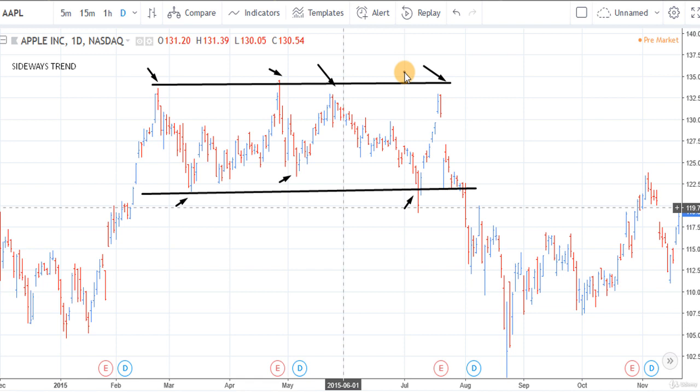In addition to the direction, trend is also defined in terms of its length. That we will learn in the next lecture.